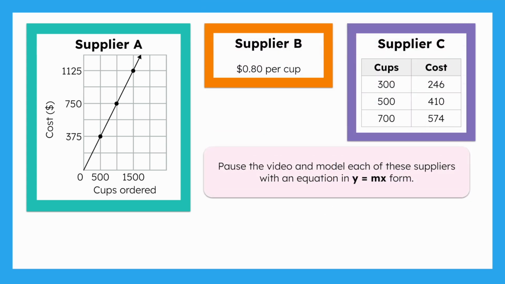With that in mind, pause the video and model each of these suppliers with an equation in y equals mx form. If you're feeling bold, you can go ahead and decide which supplier we should choose and why. When you're finished, come back to check your work.